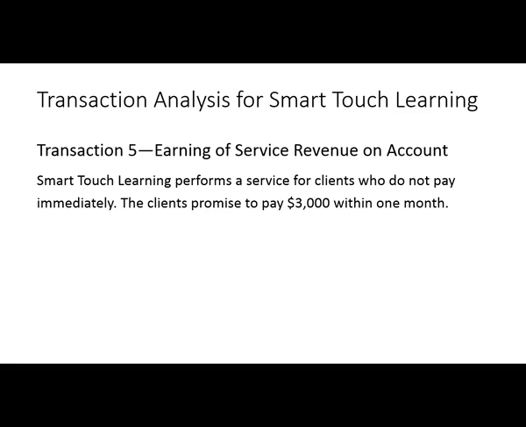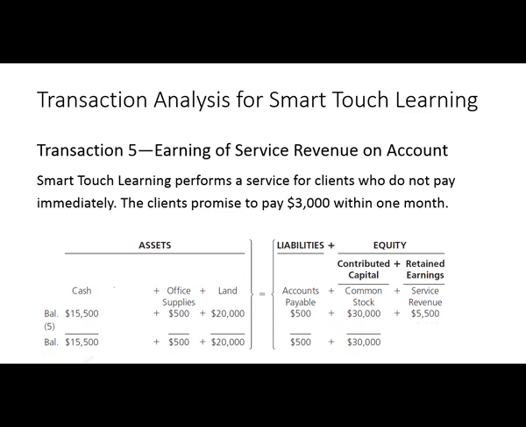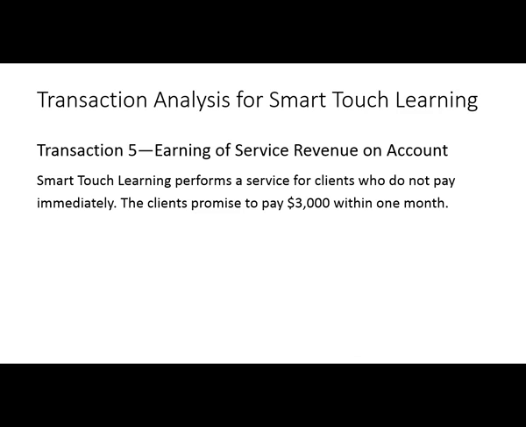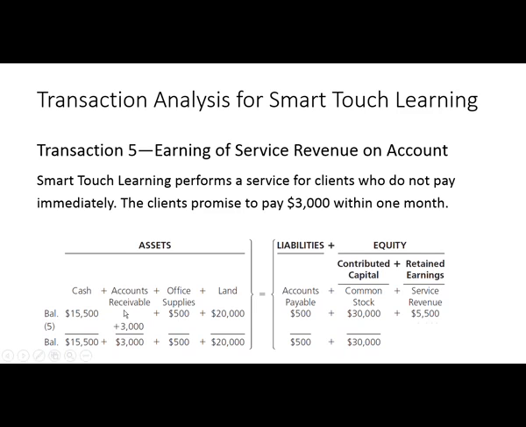Transaction 5. This time we're going to perform a service, but we're not going to get paid immediately. Remember, we talked about this. This is a special example. This is a certain type of asset we talked about. Here's where we were before. And our new asset, the one you've probably not heard of yet, is called accounts receivable. Accounts receivable, $3,000.